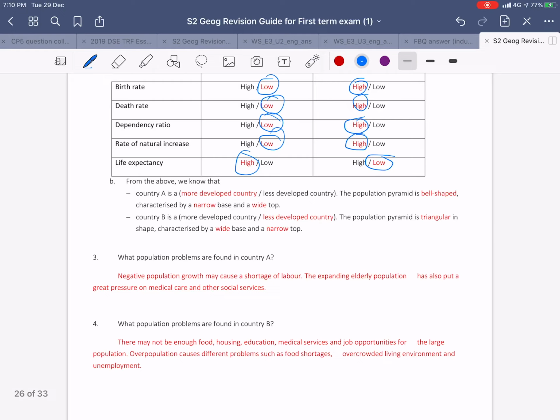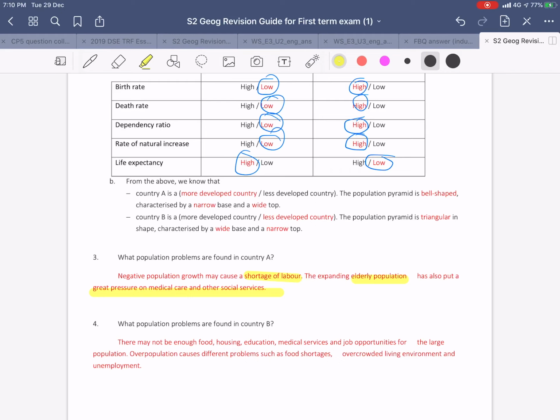And then what are the problems for the MDC? If the population pyramid is in a bell shape, we may have a shortage of labour problem. Just like Hong Kong nowadays, we are not having enough workers, so we may need some foreign domestic workers or foreign workers on the construction sites, and so on and so forth. The expanding elderly population also puts great pressure on medical care and social services.